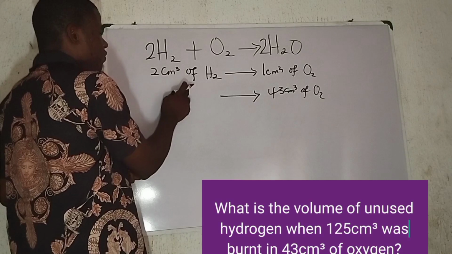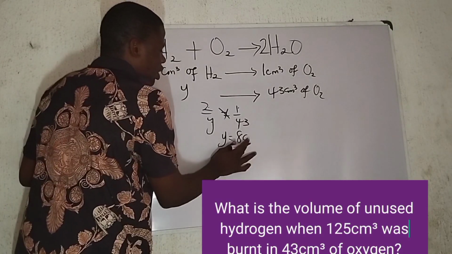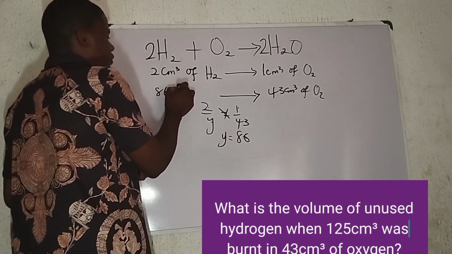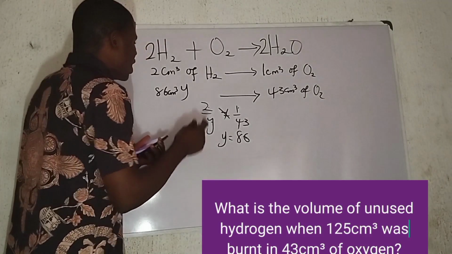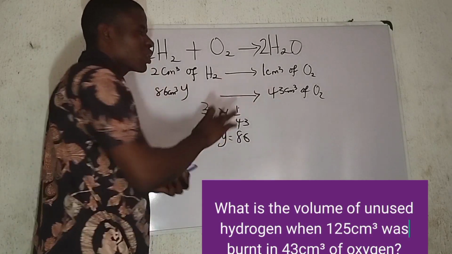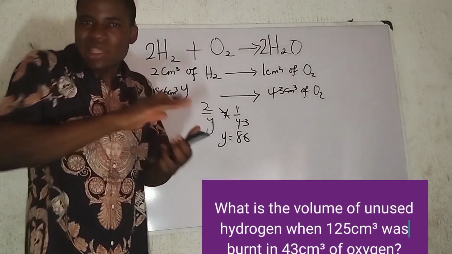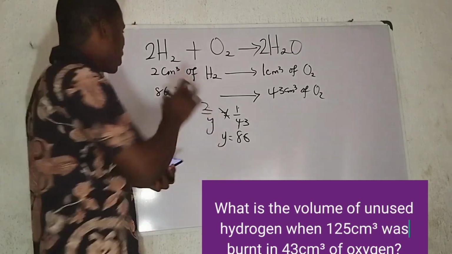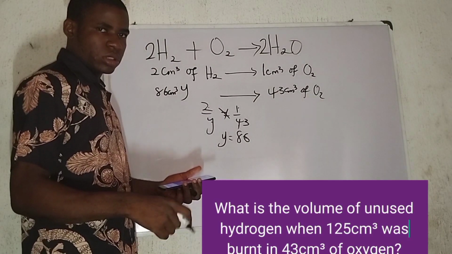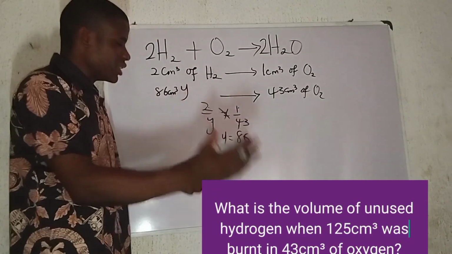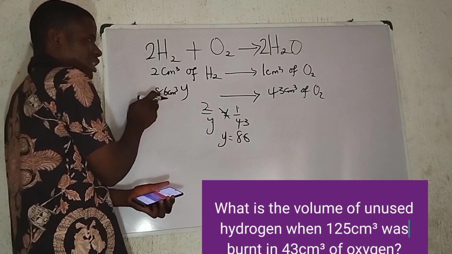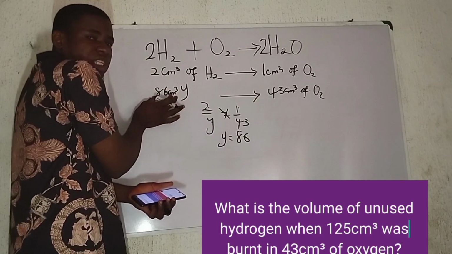Now this is just like saying 2 over y is equal to 2 times 43, which is 86, right? So in place of y we have 86 cm³ of hydrogen. This means that 86 cm³ of hydrogen will forever react with 43 cm³ of oxygen. It's just like the standard value again. Do you understand? Now when this hydrogen becomes 87, 1 cm³ is in excess. That 1 cm³ will be unused. When it becomes 89, 3 cm³ will be unused. When it becomes 90, if I have 90 in presence of 43, now 4 cm³ will be unused.